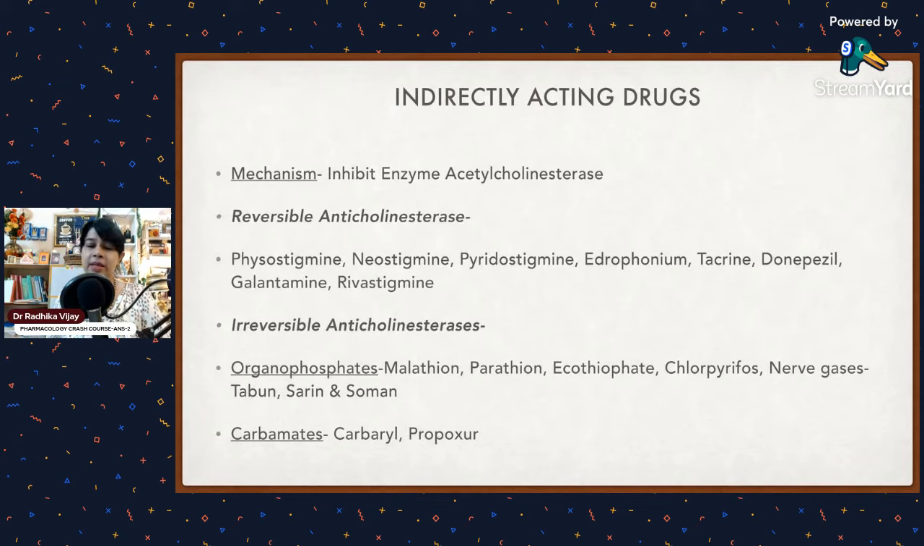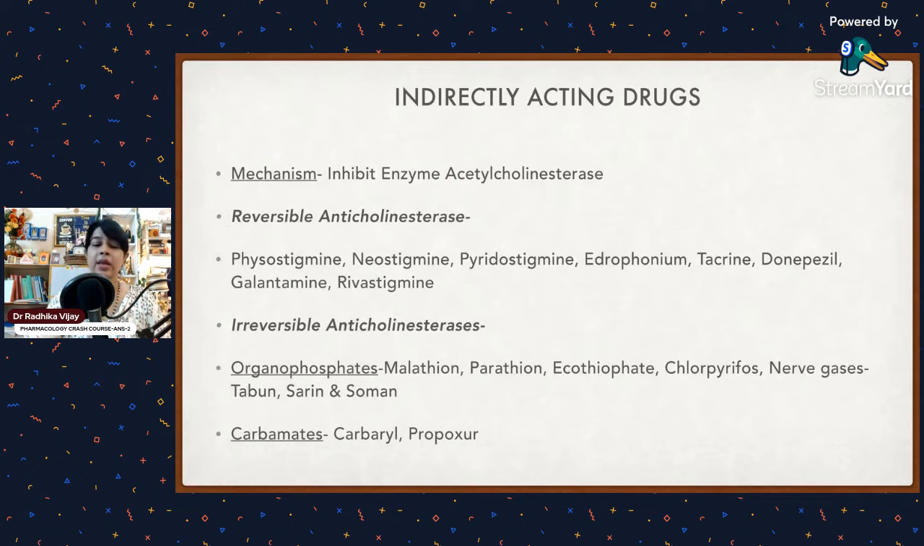Let's talk about irreversible anticholinesterases. The main groups are organophosphates, like malathion, parathion, ecothiophate, chlorpyrifos, and nerve gases like tabun, sarin and soman. They are in the organophosphates. Dyflos is also another drug. Another group is carbamates. There are two drugs, carbaryl and propoxur. Now, these drugs are not used therapeutically. Only one of the drugs, ecothiophate, is used in glaucoma. What about the use of the other drugs? They are used as insecticides, pesticides, and they can also cause poisoning.